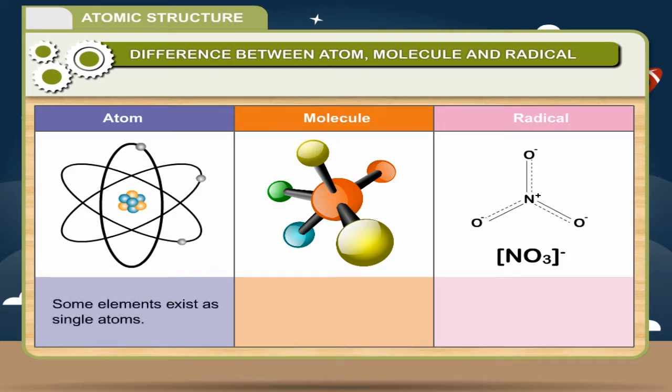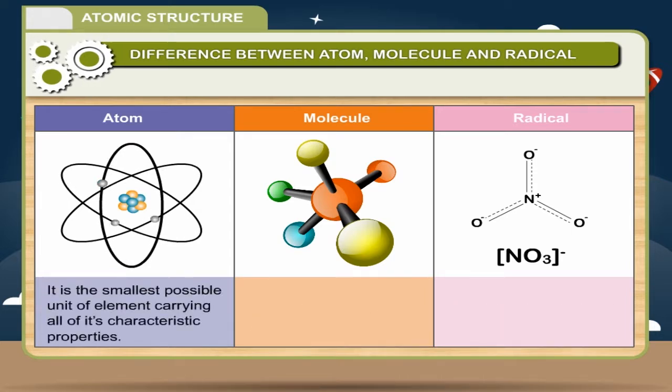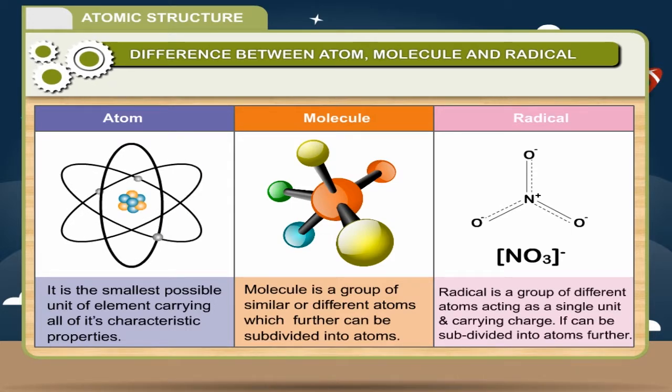Some elements exist as single atoms. Most elements exist as molecules. None of the elements exist as a radical. An atom is the smallest possible unit of an element carrying all of its characteristic properties. A molecule is a group of similar or different atoms which further can be subdivided into atoms. A radical is a group of different atoms acting as a single unit and carrying charge. It can be subdivided into atoms further.